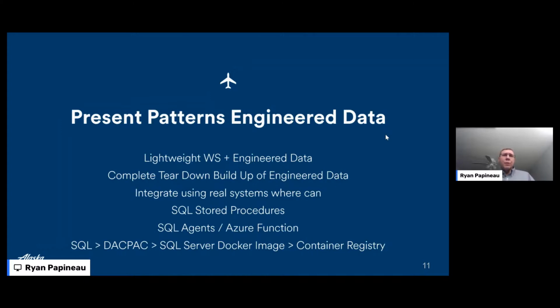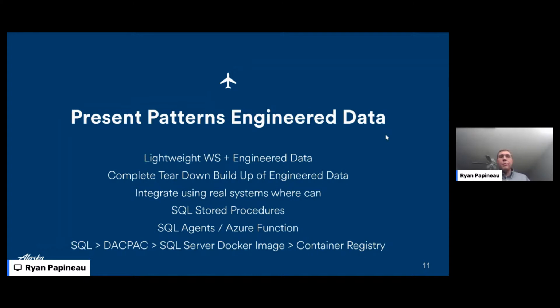We still leverage a lot of SQL stored procedures because we're very SQL strong in analyzing and structuring our data. Therefore, we use SQL agents, but our newest evolutions are using Azure functions to do that work for us. This last bullet point, I just want to talk about if people are on the call that understand what that is. This could be its own presentation. It's highly capable. It's essentially doing pipelining engineered data.